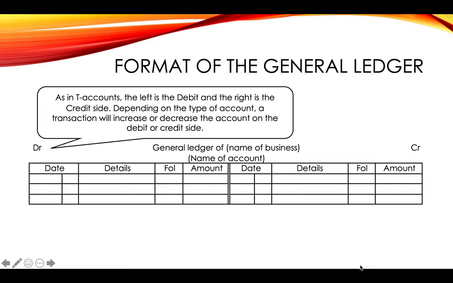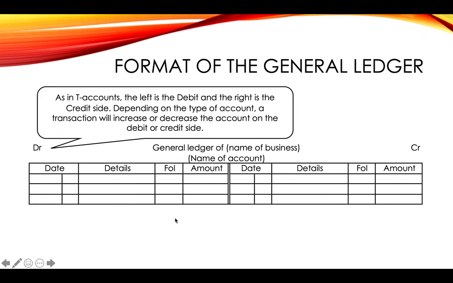This is what the general ledger accounts will actually look like. If you look carefully, you can see here's the dividing line down the middle, creating your T, which is just like how you did your T accounts before. The only difference is that you've got a little bit more information, a few more columns than you might have used previously. Otherwise, it's the same idea.